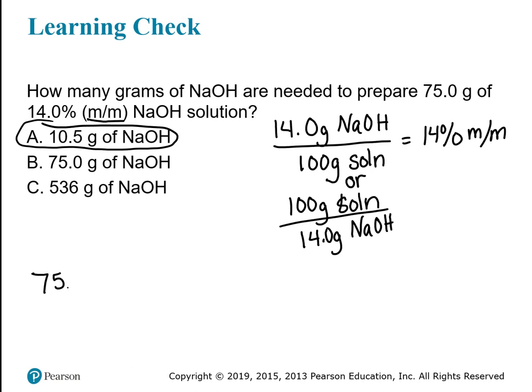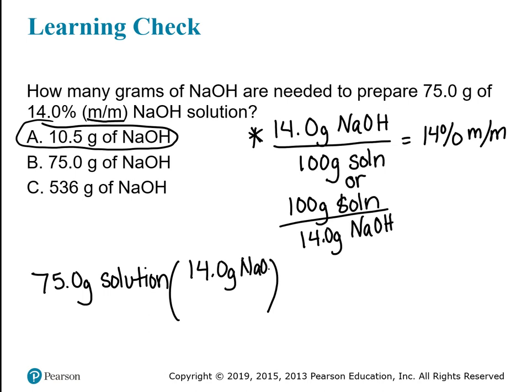We're starting with 75 grams of solution. We want to know how many grams of sodium hydroxide. That means that we want the grams of sodium hydroxide in the top. So we're going to use this top conversion factor to figure it out. When you do the math, you're going to cancel out your grams of solution and be left with grams of sodium hydroxide. And as I said already, you should get 10.5 grams as your answer.